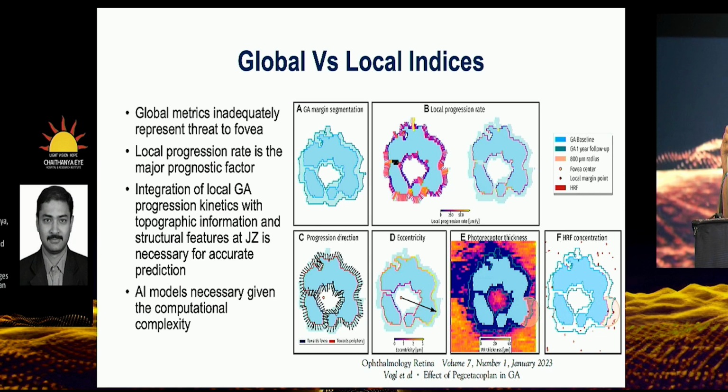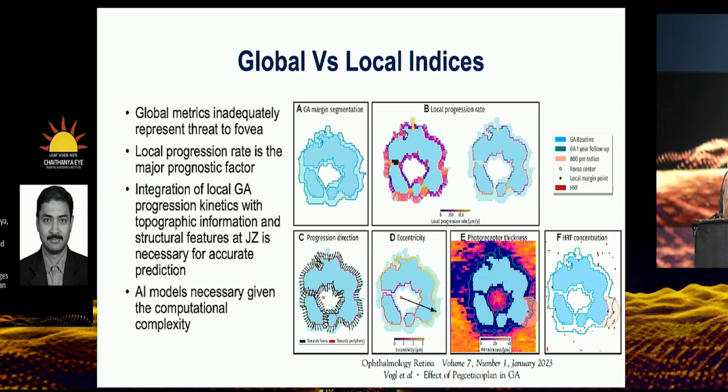Also, the photoreceptor thickness was marked topographically on the map, and of course, the HRF concentration. So this kind of composite data gave you a very accurate picture of what lies ahead and how this lesion is going to progress. Is it going to involve the fovea or not? And that makes your decision making easy. So if you think that the fovea is really threatened, then you go ahead and initiate therapy.